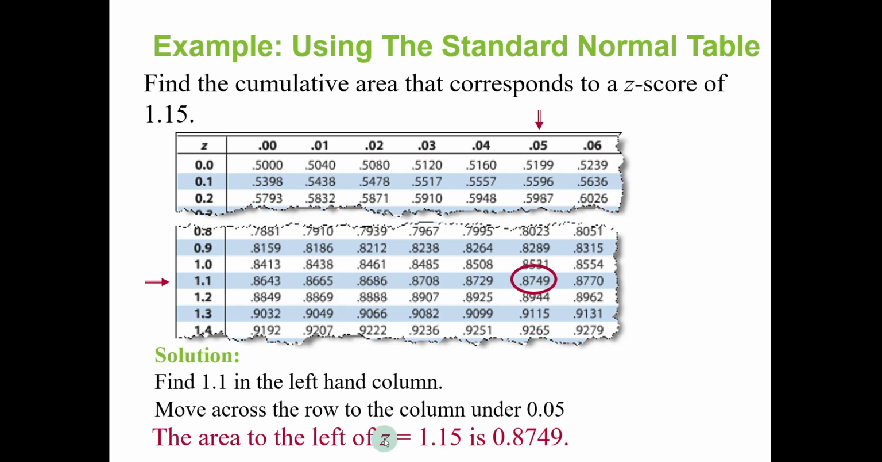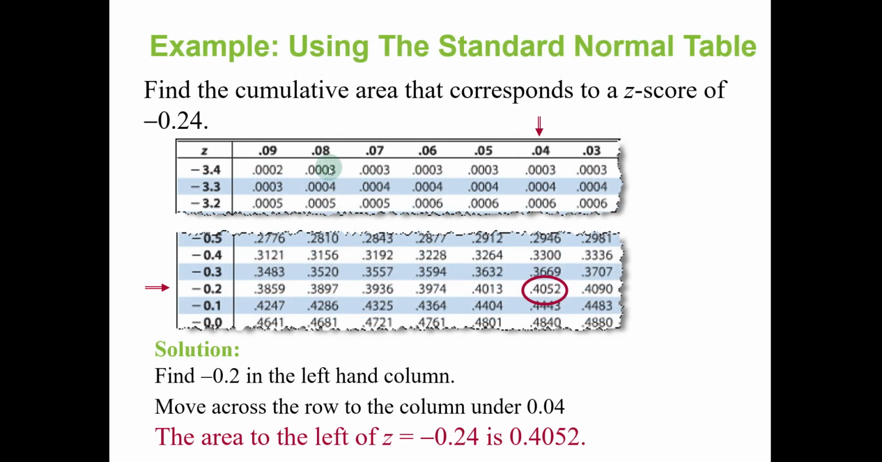However, for this case, we are just looking for the area to the left, and that is what we obtain. In the next example, we have this particular value, negative 0.24. So you will look for the row negative 0.2 and column 0.04. This is 0.04, this is negative 0.2. This is the point of intersection. So this is the area to the left of that value.